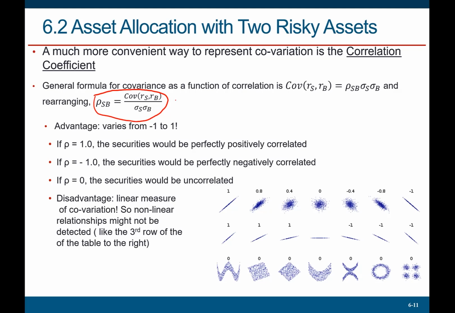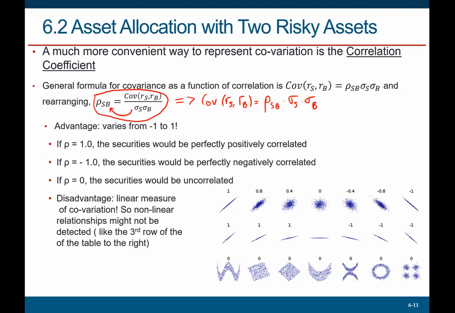This same formula can be reworked as covariance of stocks and bonds equals, well, we're going to move this term over here to the left side of the formula. We're going to have a correlation between stocks and bonds multiplied by the standard deviation of stocks multiplied by the standard deviation of bonds. Okay, so we have a product of three terms.